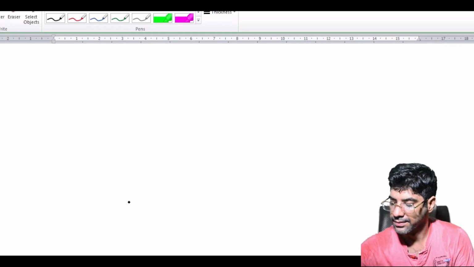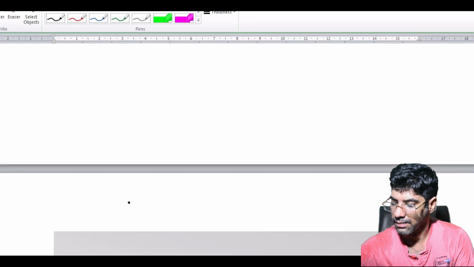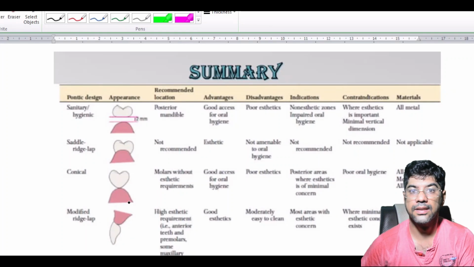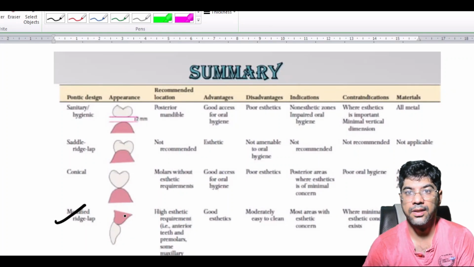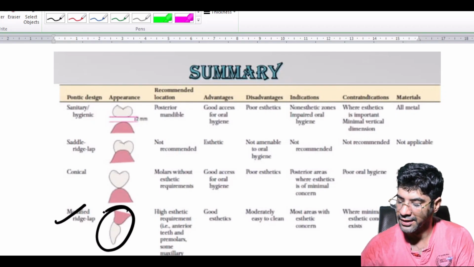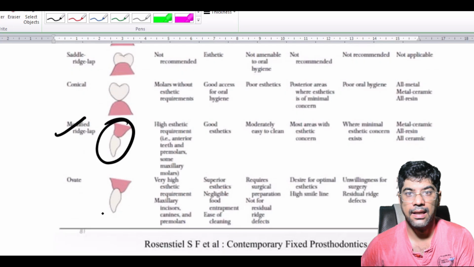Other is the ridge lap pontic. So remember this table. The ridge lap resembles a natural tooth and is avoided due to maintainable tissue inflammation. Other is modified ridge lap. This one is modified ridge lap. It is a suitable choice for high aesthetic demands in the upper anterior region. It has better aesthetics than the ridge lap pontic by reducing the visibility and providing a more natural appearance.